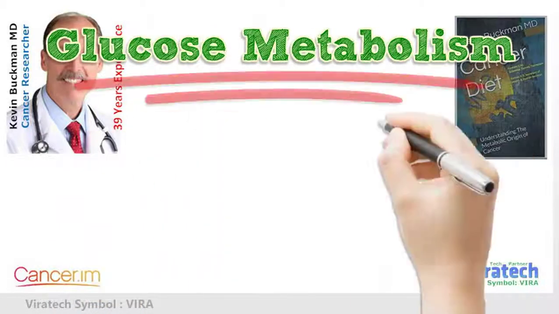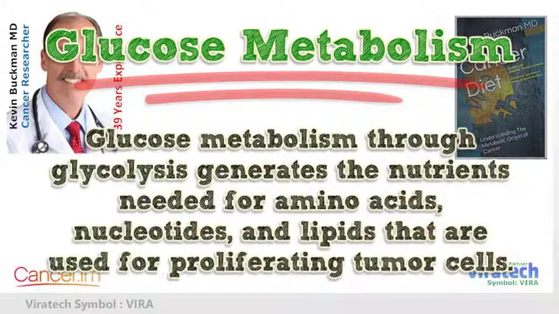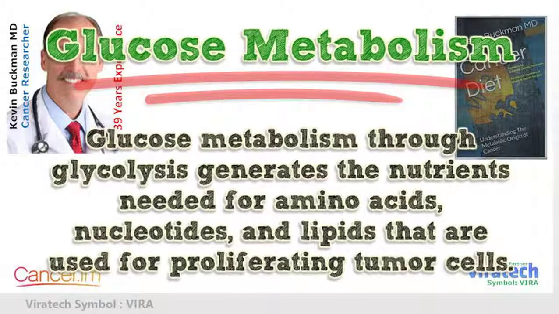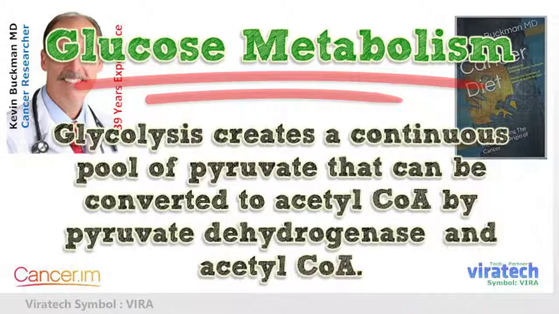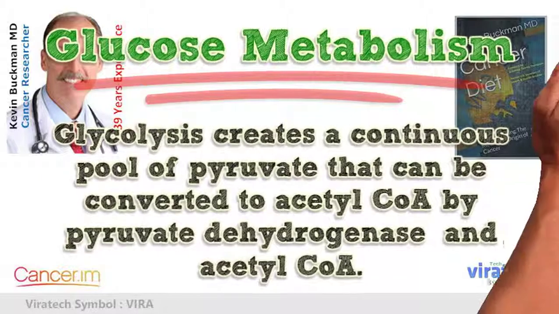Glucose metabolism. Glucose metabolism through glycolysis generates the nutrients needed for amino acids, nucleotides, and lipids that are used for proliferating tumor cells. Glycolysis creates a continuous pool of pyruvate that can be converted to acetyl-CoA by pyruvate dehydrogenase.